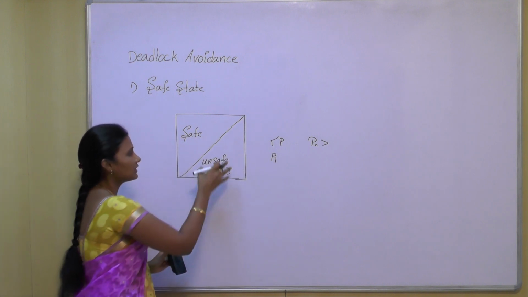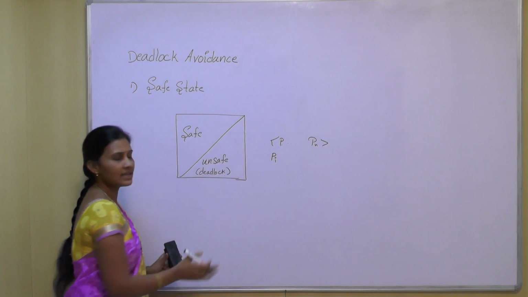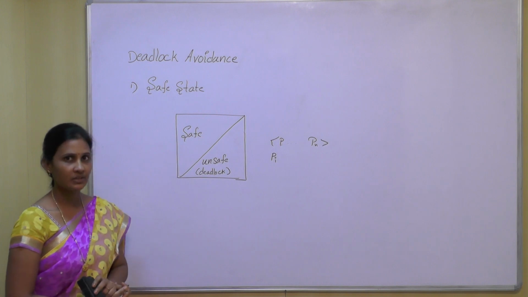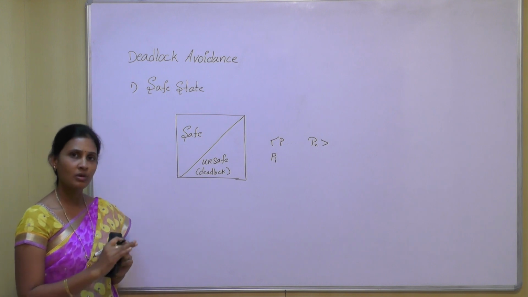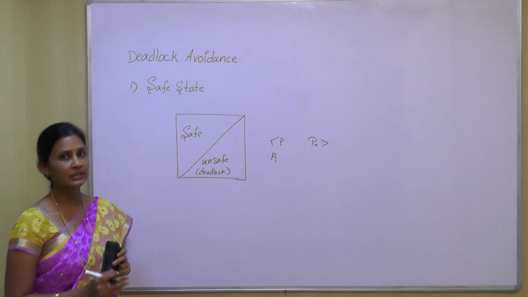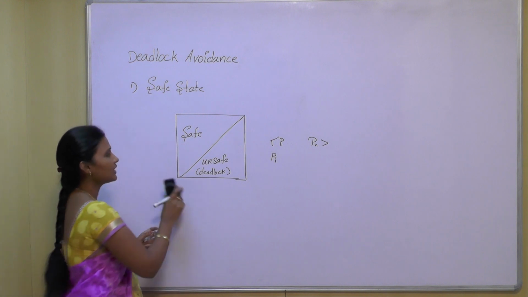An unsafe state is not exactly the deadlock state. The deadlock state is an unsafe state, but not all unsafe states are deadlock states. Sometimes unsafe states may lead to deadlock states. So let us consider one example.